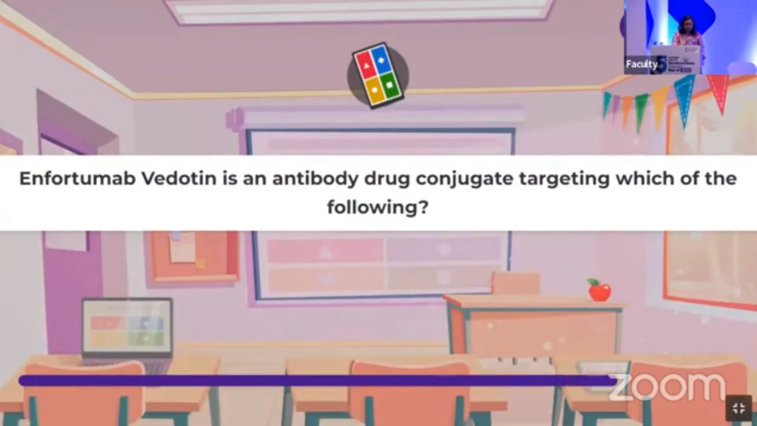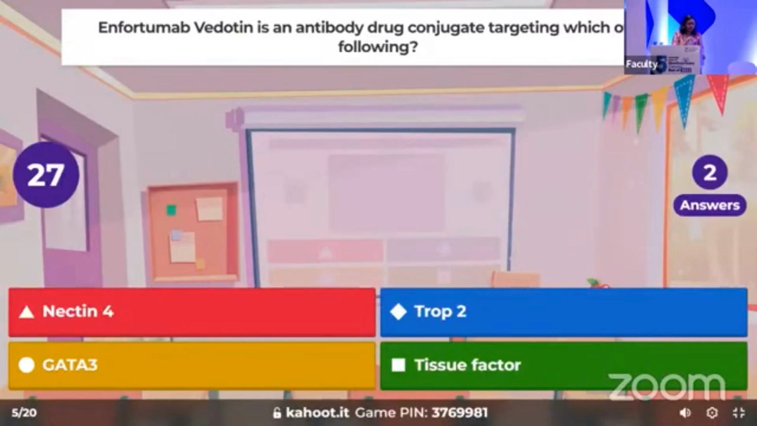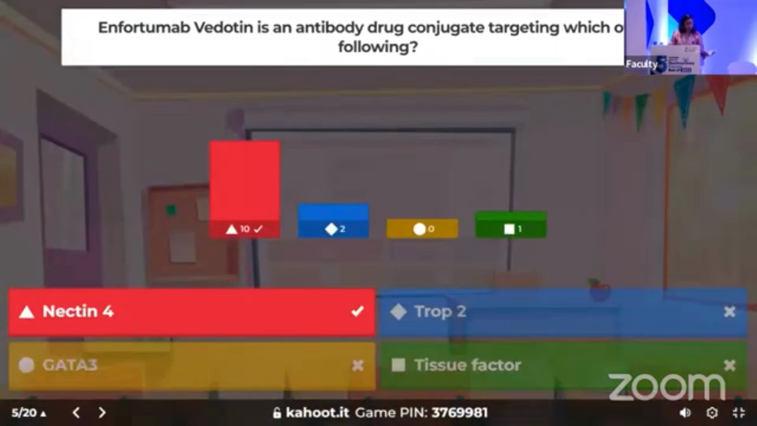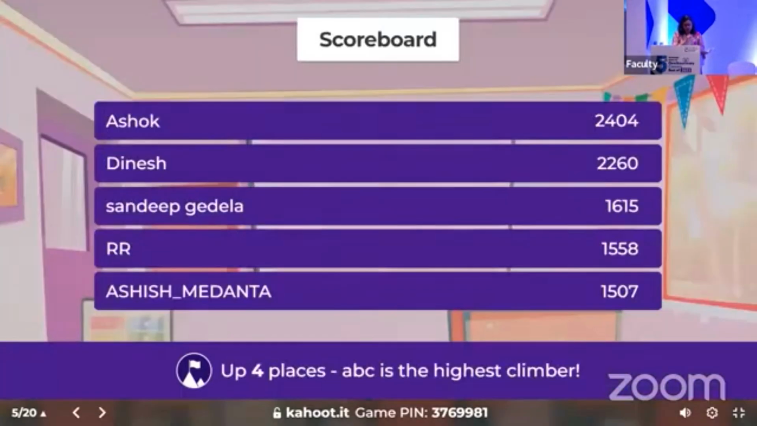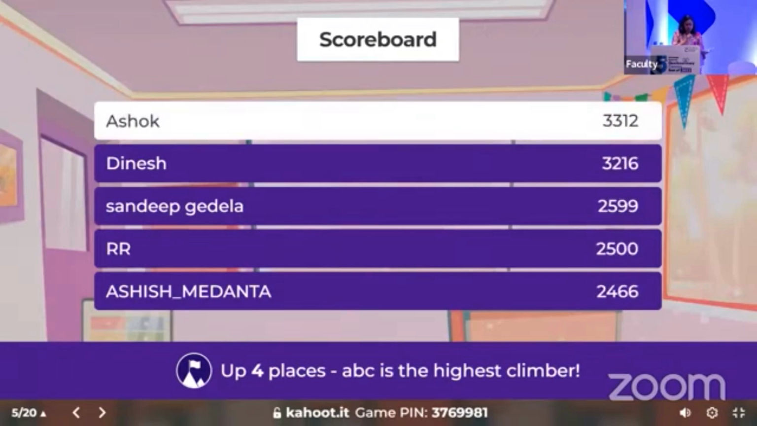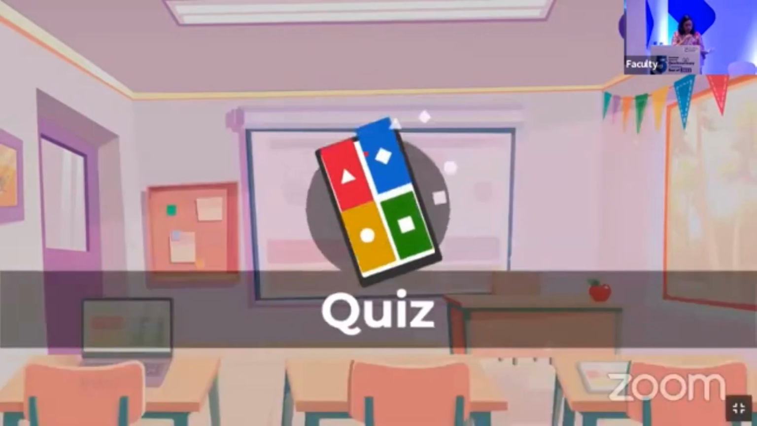Enfortumab vedotin is an antibody drug conjugate which targets which of the following antigens? That is 4 options: Nectin-4, TROP2, GATA3, or tissue factor. So the right answer is Nectin-4, and a lot of people have got it right. Let's look at the scores at this point. Ashok is still the highest scorer, and then Dinesh and Sandeep follow. So let's move to the next question.